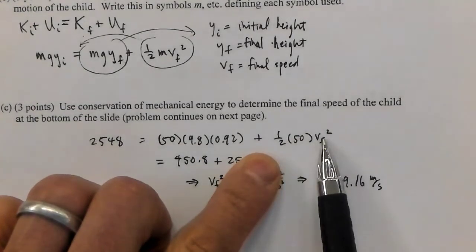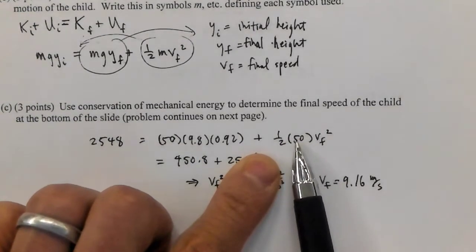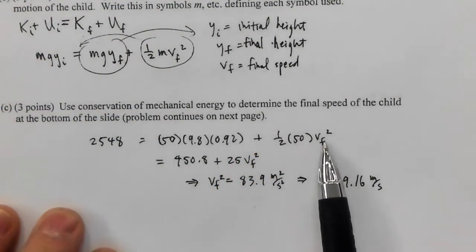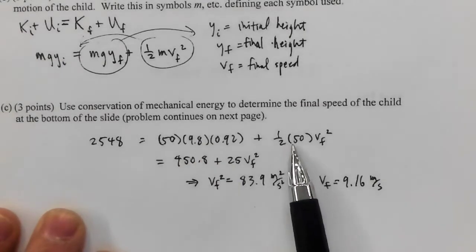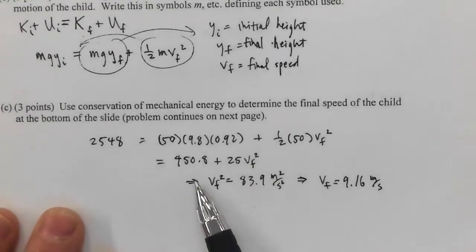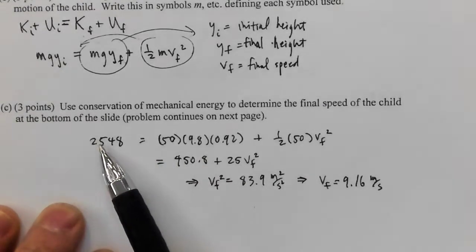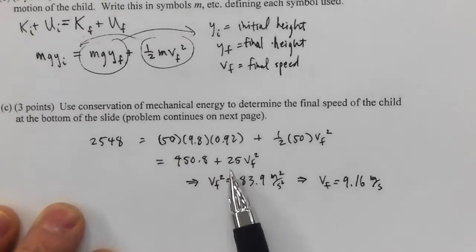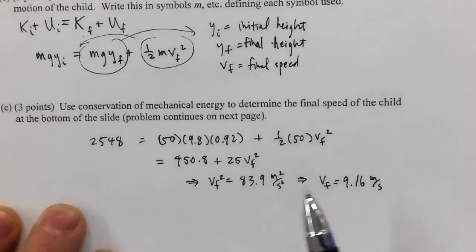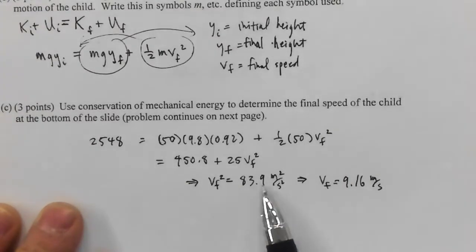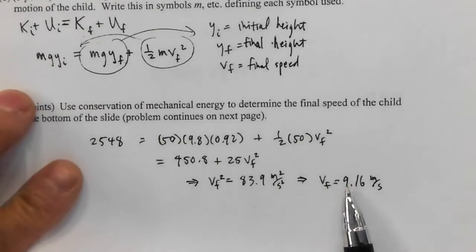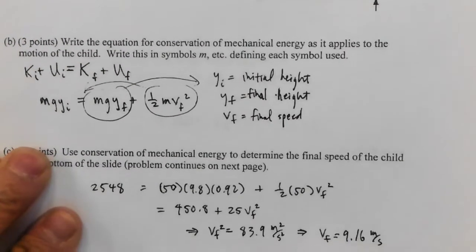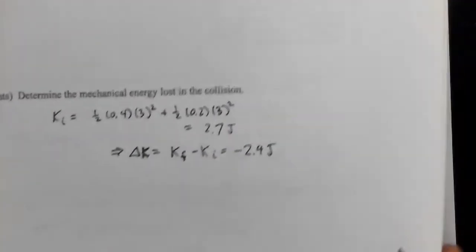Okay. And so plugging in the numbers, I also have 1/2 m v final squared. The mass is 50 kilograms, so we have 1/2 times 50 times v final squared. Multiplying these three numbers together gives 450.8. Multiplying 1/2 and 50 gives you 25. Then subtracting 450.8 from 2,548 and dividing both sides by 25, you get v final squared is 83.9 meters squared per second squared. Taking the square root of both sides gives 9.16 meters per second. Okay. Any questions so far? All right. So now the problem keeps going.